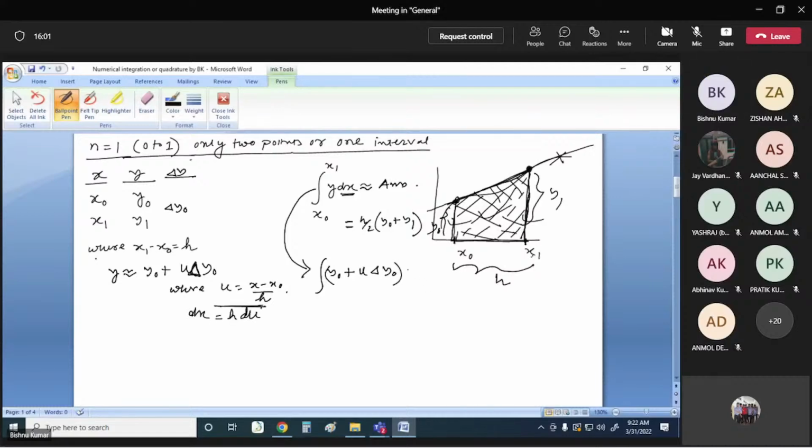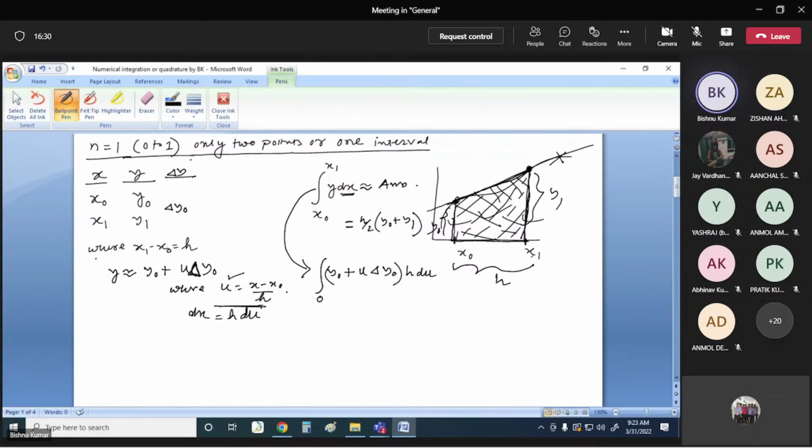Isn't it? So h du. Okay. And what will be the limit of the integration? And you have to write the limit in terms of u. So what will be the u? Lower limit. If x equals x0, then u will be... If x equals x0, u will be 0.